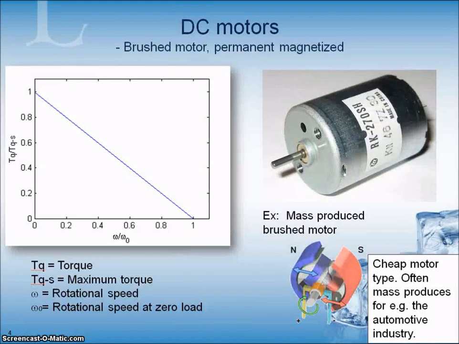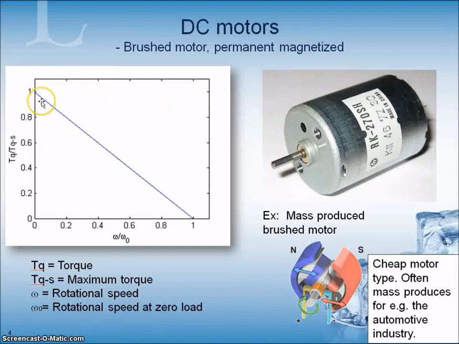The most common brushed motor is the permanent magnetized. It normally looks something like this, which can be found in toys or whatever. It's a mass-produced brushed motor. We can see here in the picture, which is made very simple, that the bearings are only bronze bushings. And this is a very cheap type of motor, often mass-produced, as we said, and used many times in, for instance, the automotive industry.